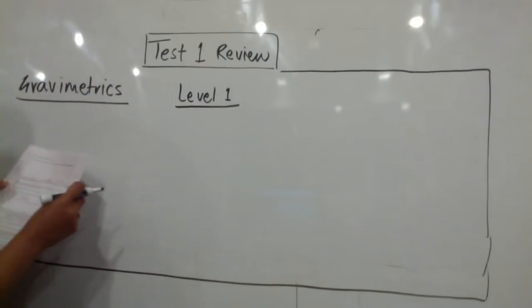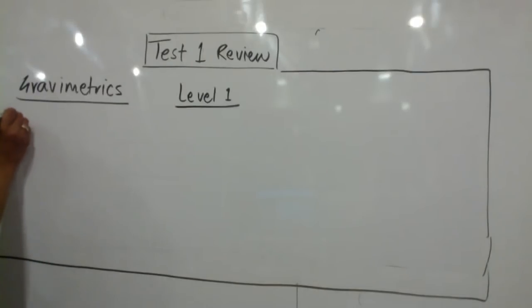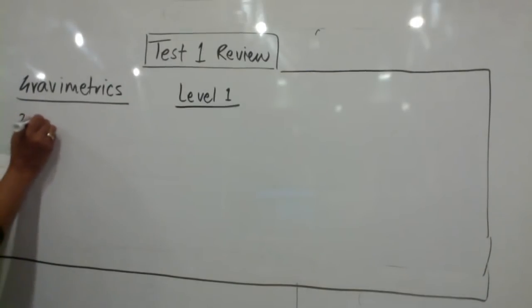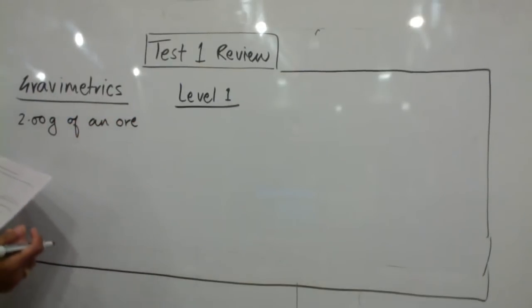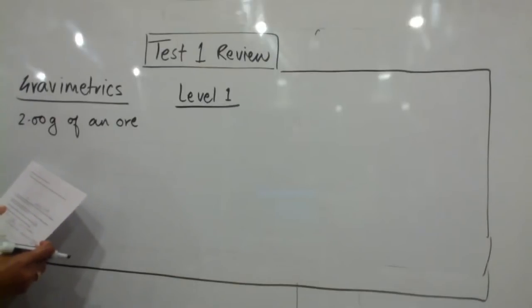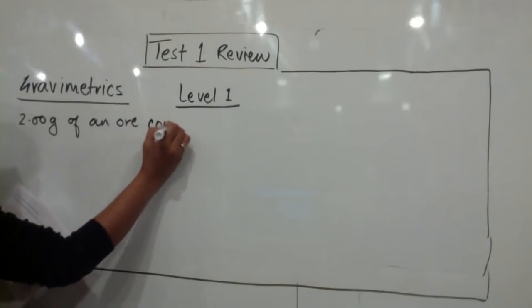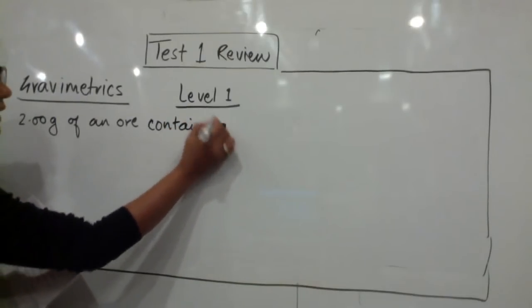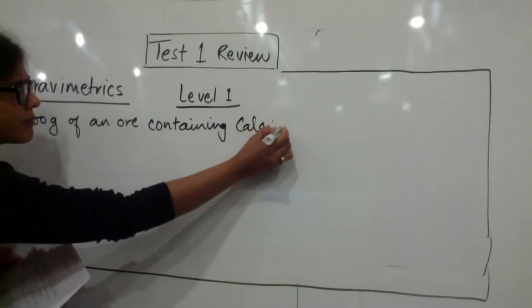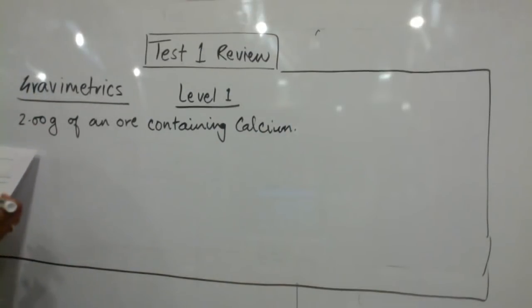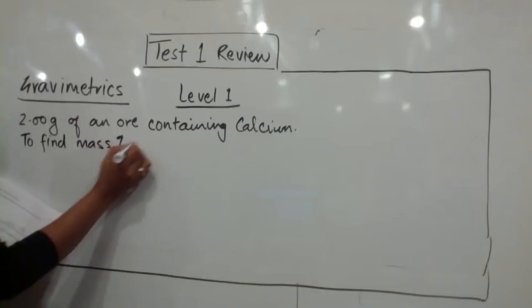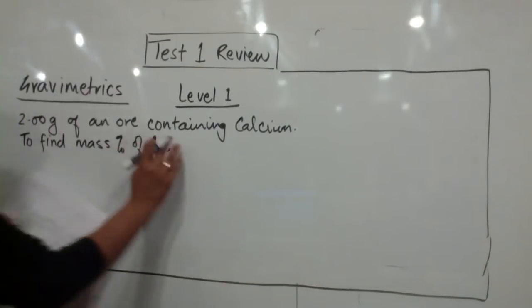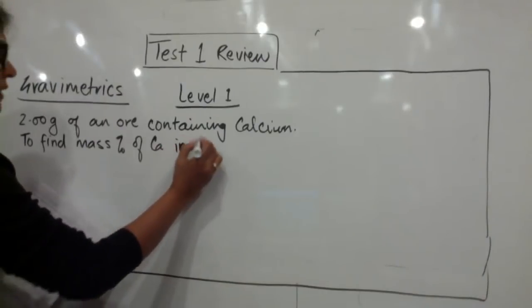So the level 1 problem says we have, let's say, 2 grams of an ore. Ore is like a mineral that you get from the ground, which may not be all pure. And this ore contains calcium, and we want to find the mass percent of calcium in this ore.